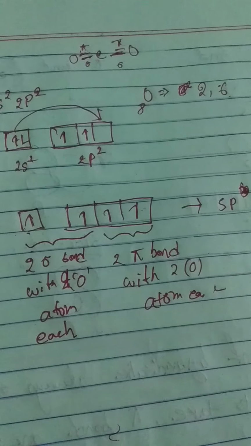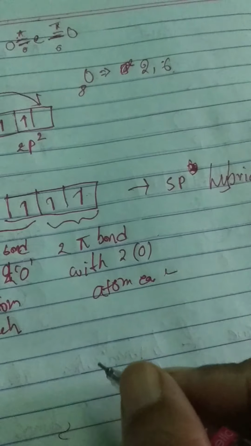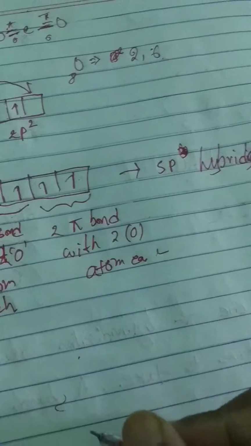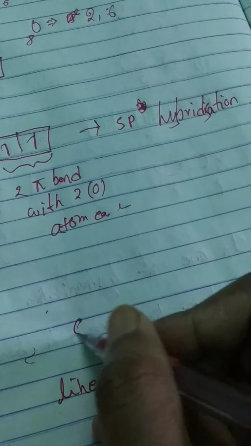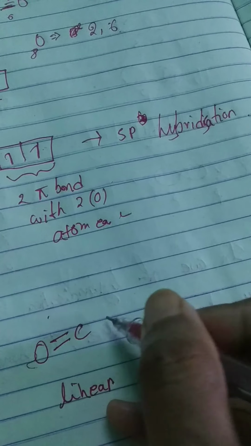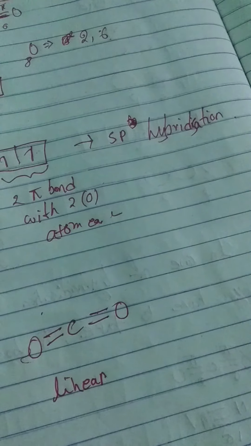So what will be the structure? sp hybridization means linear structure, right? sp hybridization means your linear structure. So a linear structure will look something like this, all in a straight line. So this is the form.